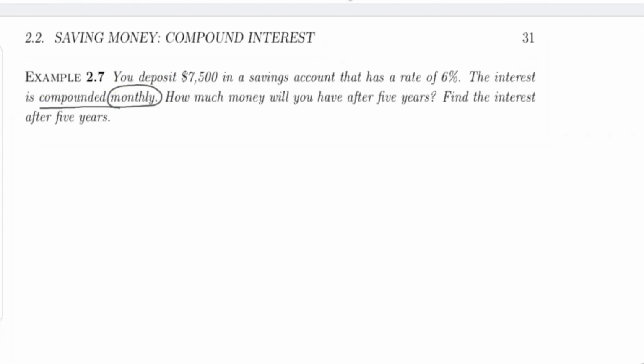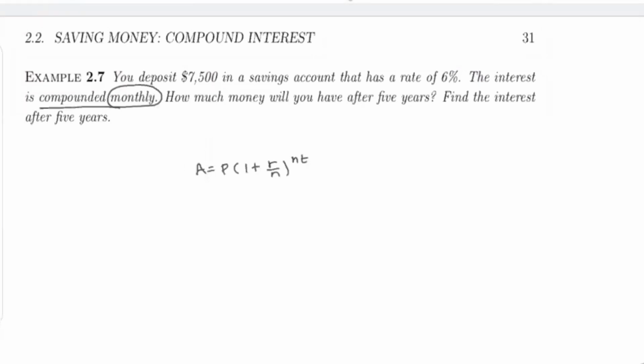So we have two formulas. Let me write them: A equals P times 1 plus RT, and A equals P times 1 plus R over N, to the power NT. Which formula to use? Here is a magic word: compounded. If it is simple, then you use the simple formula. If it's compounded, you use the compound formula. So I want to erase this. This is the right formula. That's how you decide. A equals P times 1 plus R over N to the power NT. There is a magic word, compounded.